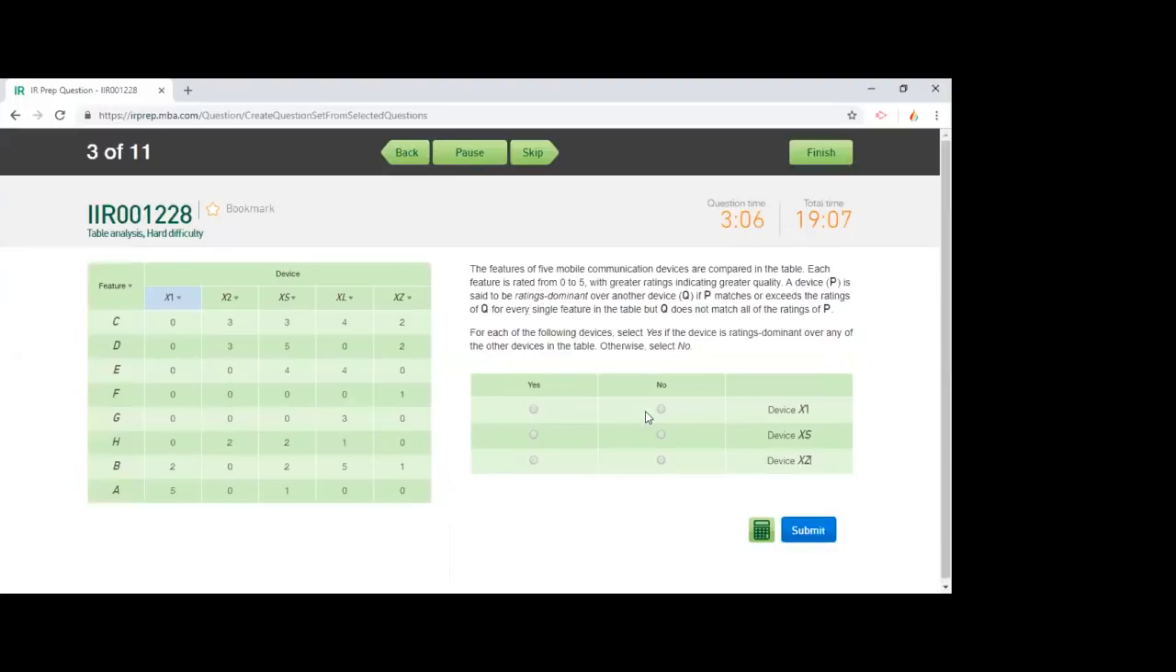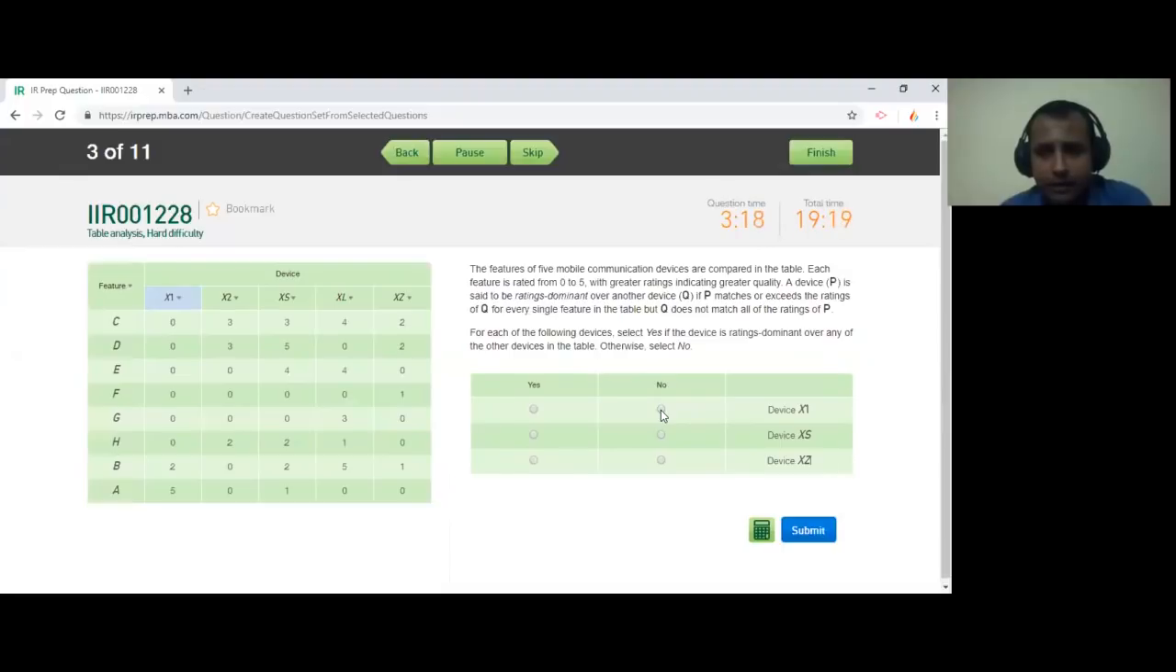But sir, in this question, they say to select yes if it's dominant over any of the other devices. So even if it is dominant over one of the other devices, I think mark yes. Yeah. So as of now, device X1 is a no, because it has so many zeros, so it cannot be dominant over the others. So let's move on to XS.